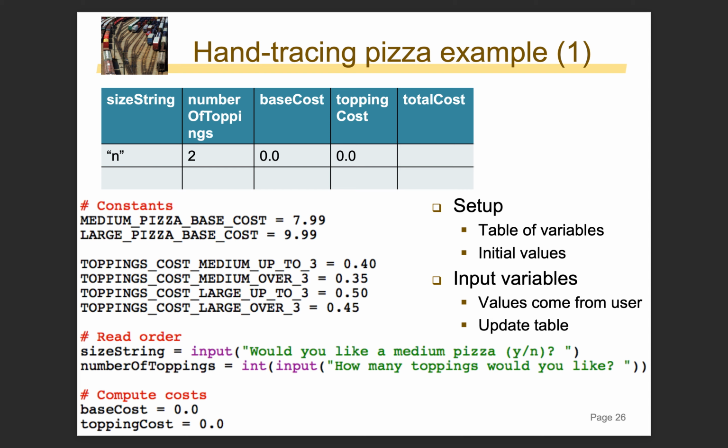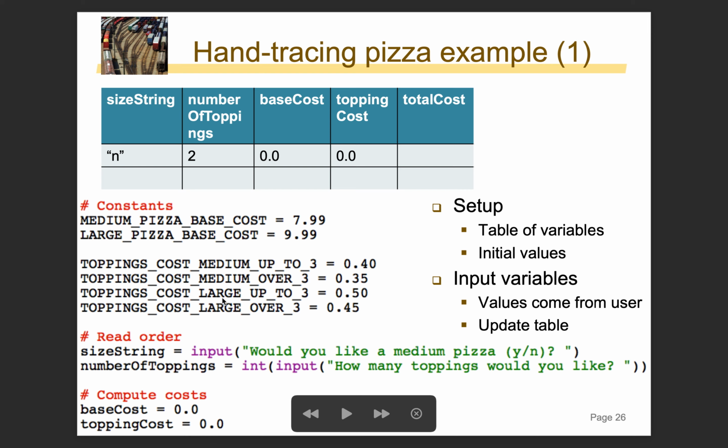Okay, so here's the hand trace of the pizza example. Liam is setting up his table of variables. So he's got the size string, the number of toppings, the base cost, the topping cost, and then the total cost. And then he's giving them initial values. So the initial value of size string is no, so we're expecting it to be a large pizza. The number of toppings he's set to 2. The base cost initially is set to 0, it's done here at the bottom. And the topping cost is set to 0, again here at the bottom.